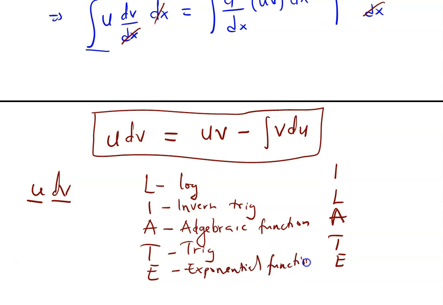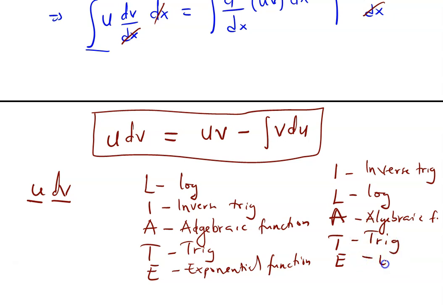Exponential function, right? And this one too is the same thing, but it's just that the inverse trig is starting instead of the log. We get it. Then we also have the algebraic function. Let me just write algebraic, right, and put f there. Then we have the trig. Then we also have the exponential function.